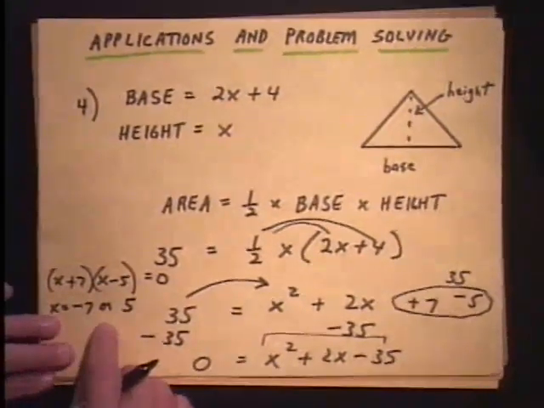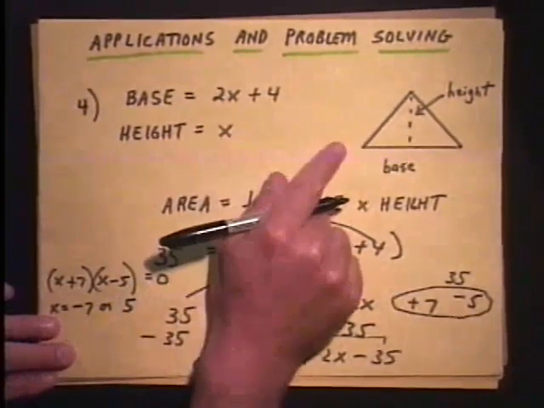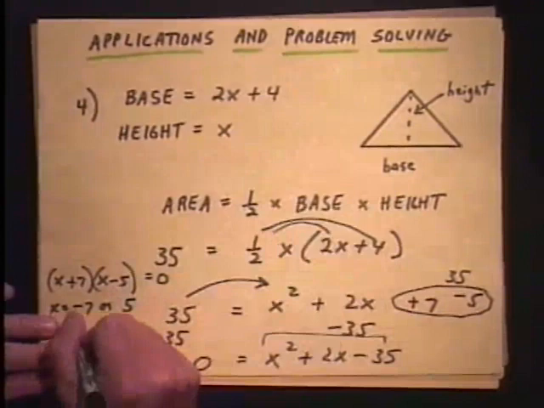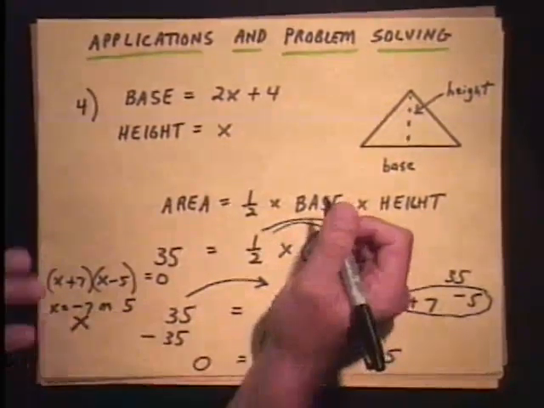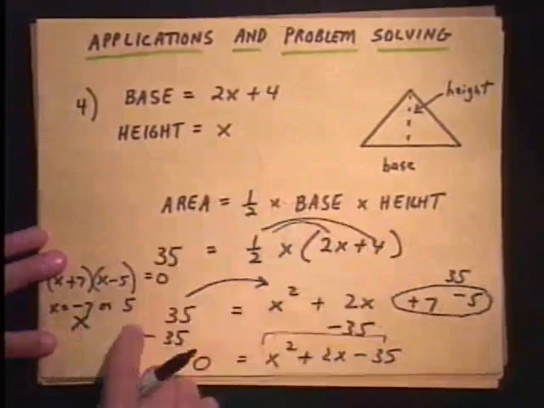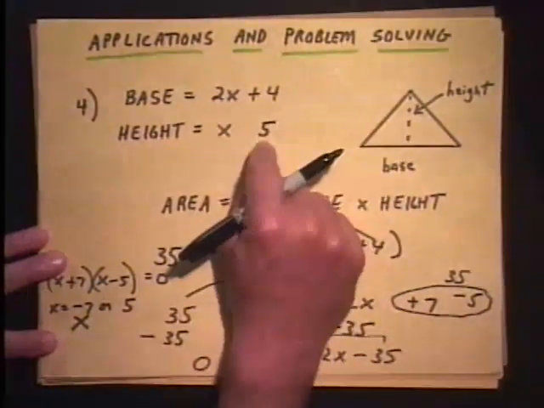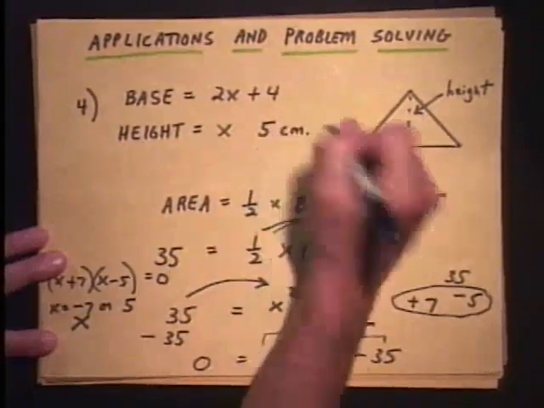But let's remember now, this is a real world problem. Can we put a negative 7 in for the height and plug it back in? Survey said no, because we don't want that answer. That is called an extraneous solution. It makes no sense when we plug it in. But this second answer, 5, we can put in for x, and let's call it 5 what? Since the problem was given in centimeters, let's call it 5 centimeters.